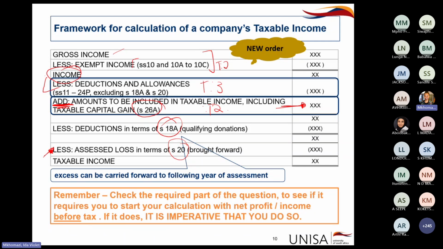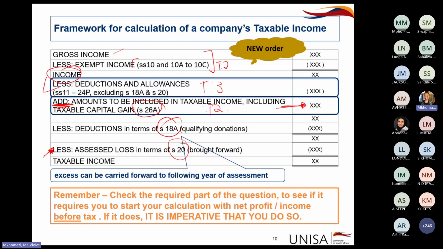This is a simple and straightforward question. What I want to know is what is the CGT inclusion rate for a company? So which CGT rate would you use to include the net capital gain of a company in its taxable income? And I'll give it a second just to see how the students are voting.